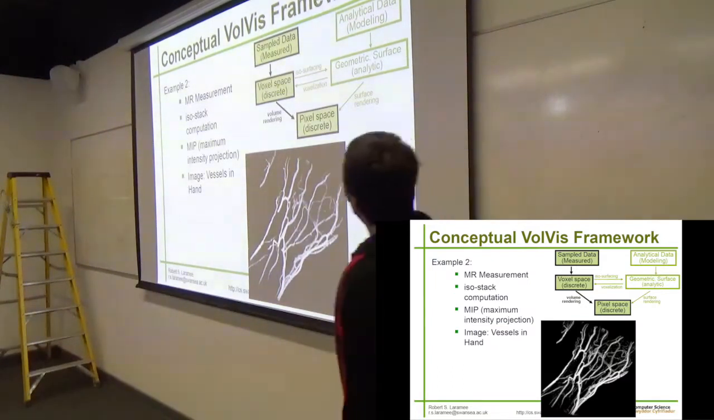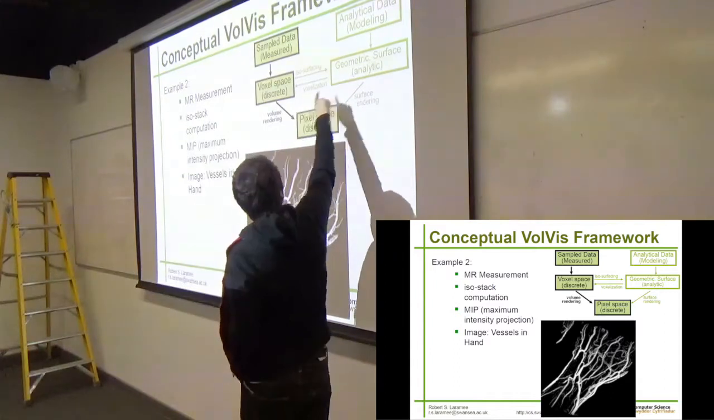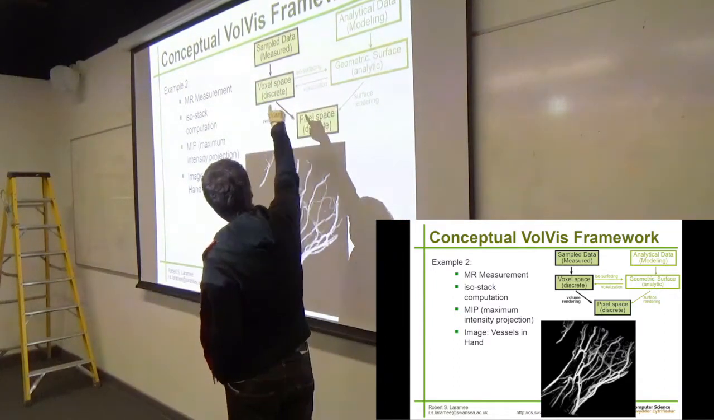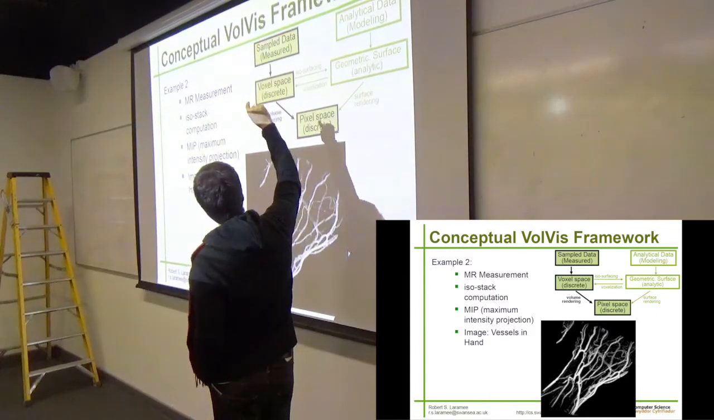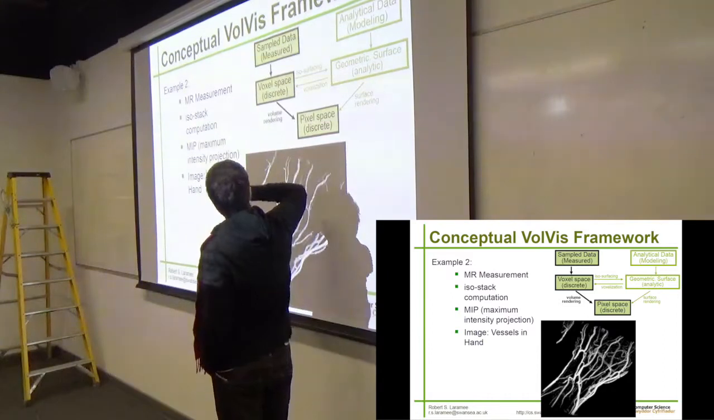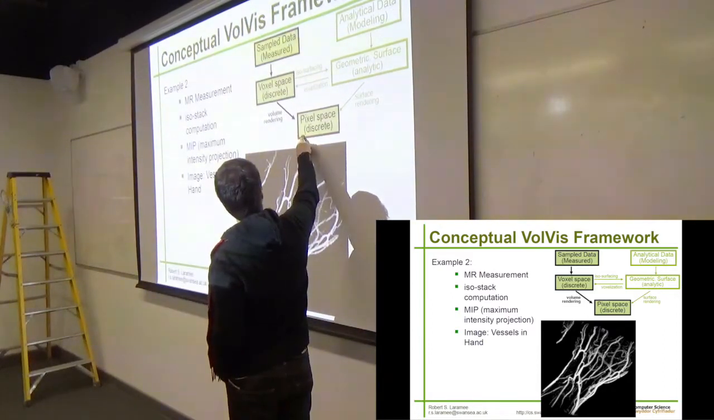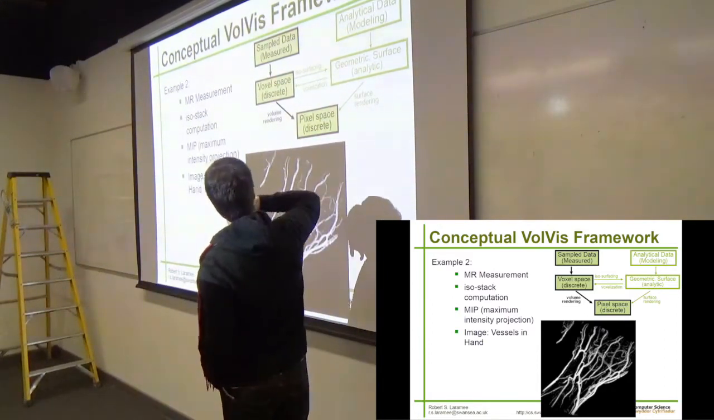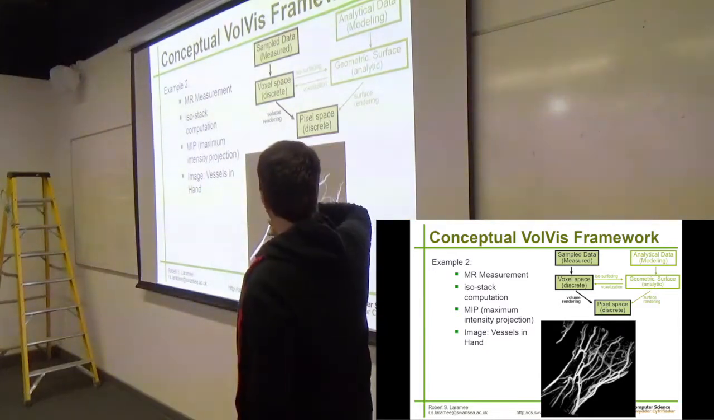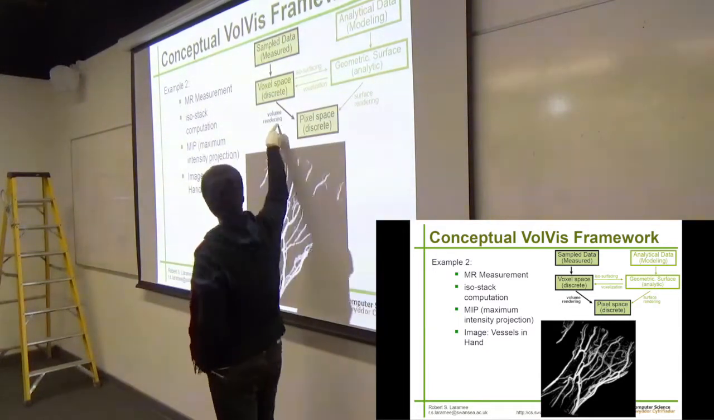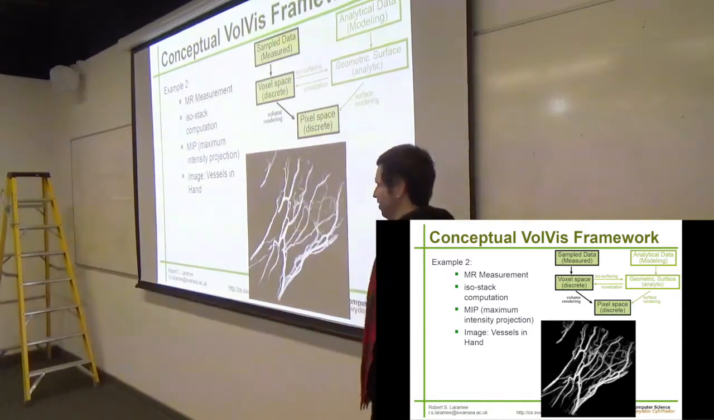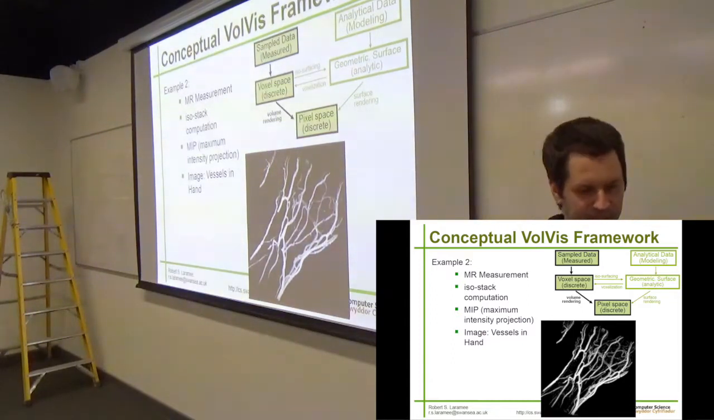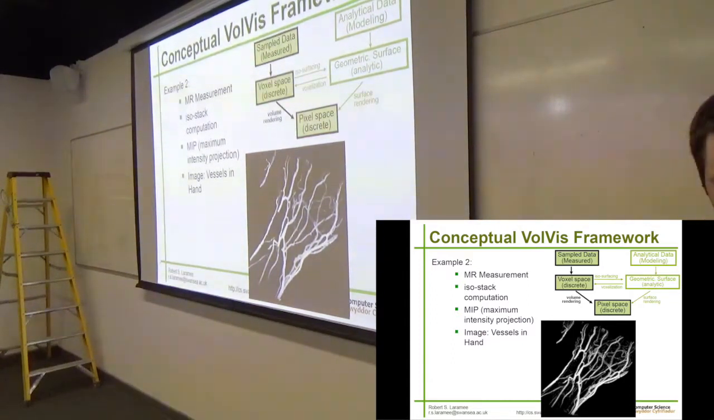Here's another example. Instead of creating surfaces, the user in this case has gone straight down the left. Started with the sample data, represented it in voxel space, and then done something called volume rendering, or direct volume maximum intensity projection, which we haven't talked about yet, but that's what this is. And then they've rendered this image, which shows vessels in a hand. We're going to explain all these in more detail.